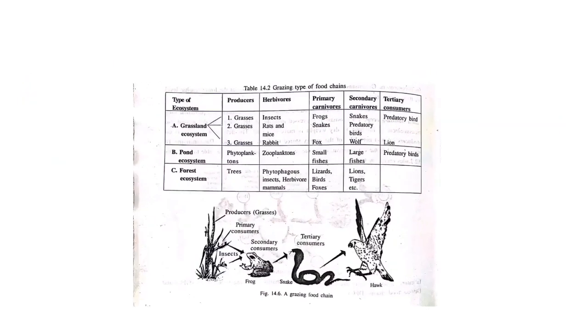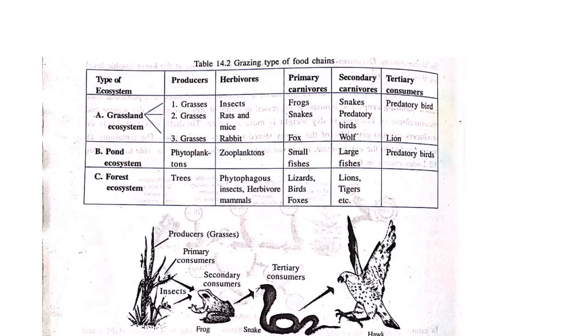In grazing food chain, there are some examples. In grassland, what happens? Grasses are eaten by the insects, that is herbivores. Insects are eaten by the frogs. Frogs are eaten by the snakes. Snakes are again eaten by the very large predatory birds. And one more, grasses are eaten by the rats and mice. These rats and mice are eaten up by the snakes. These snakes are eaten up by the large birds. And next one is rabbits. Rabbits are eaten up by the fox. Fox is eaten up by the wolf. Wolf is eaten up by the large top carnivore called lion.